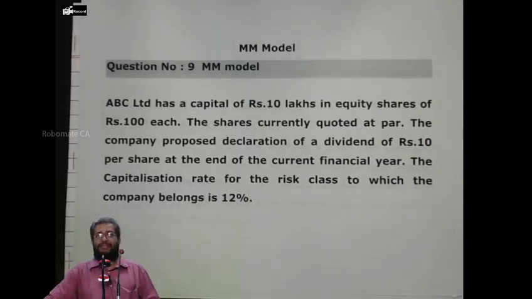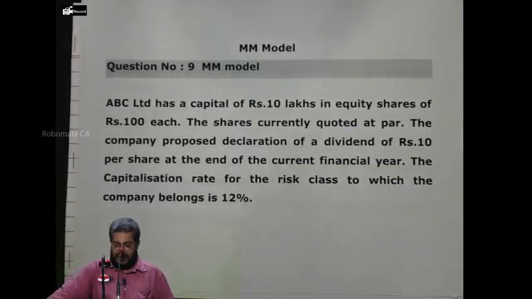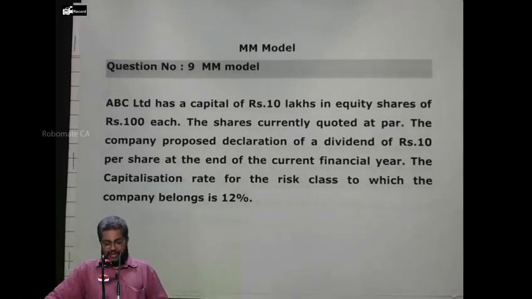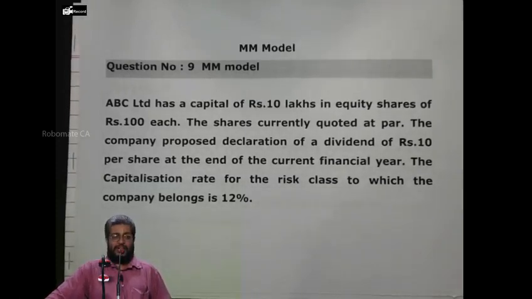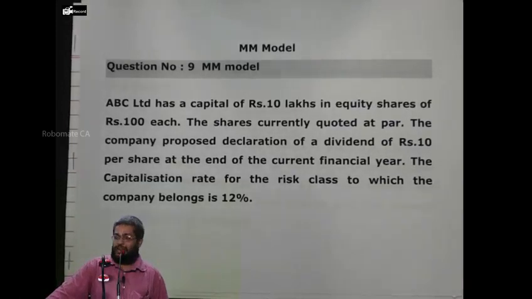ABC has a capital of rupees 10 lakhs in equity shares of 100 each. Tell me how many shares are there in this company? 10 lakhs divided by 100. How many shares? 10,000 shares. The shares are currently quoted at par in the stock exchange. It is now trading at how many rupees? 100 rupees. A share need not be trading at par, it can even trade at a higher or lower price, but it is currently trading at 100 rupees.